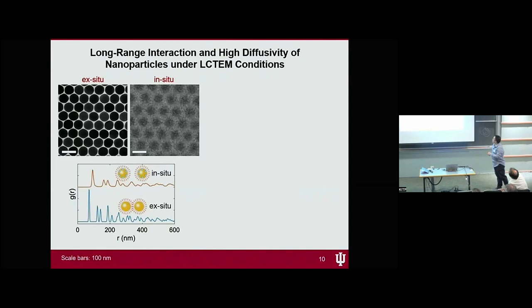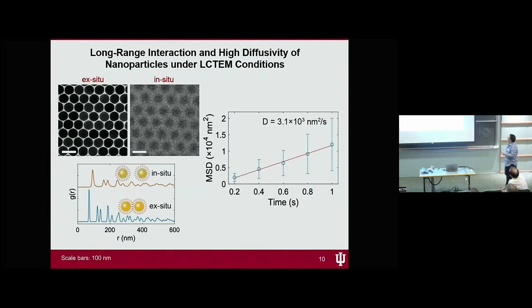This is important because it tells us that under this liquid cell TEM conditions, the interactions between the particle are much longer range, and the ligand interdigitation is negligible. Okay, and with this one-to-one mixture of octane and butanol, we can also maintain this high diffusivity, which is about 3,000 nanometer square per second. So to put this number into context, it is still 3 orders of magnitude lower than what you predict from Stokes-Einstein equation, but it's among the highest diffusivity reported under liquid cell TEM conditions.